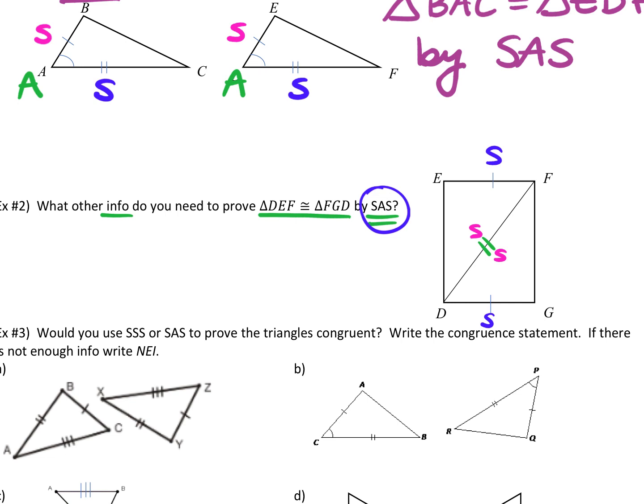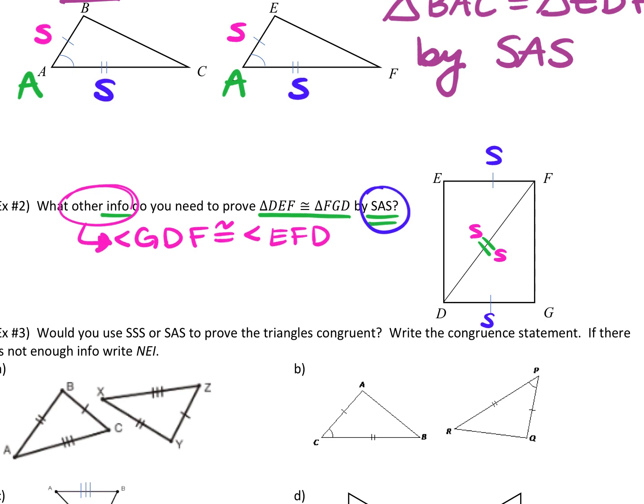It's this guy. Because you have side and side, the included angle. So just look at the one triangle. The included angle is the one between them. So we would have to know that angle GDF is congruent to angle what? What's the other included angle? EFD or DFE. So the other information we would need to know is that those are congruent.